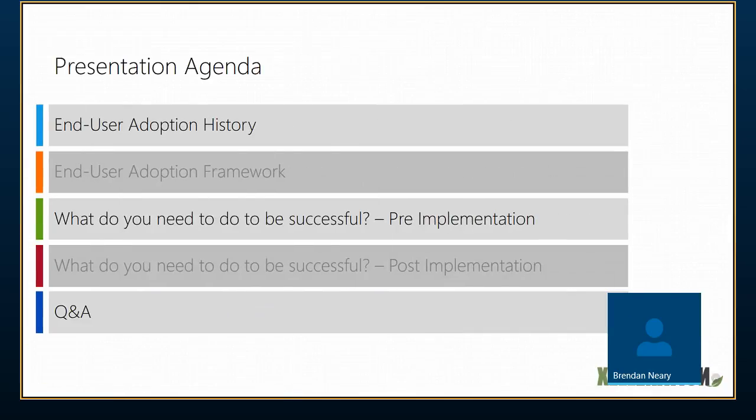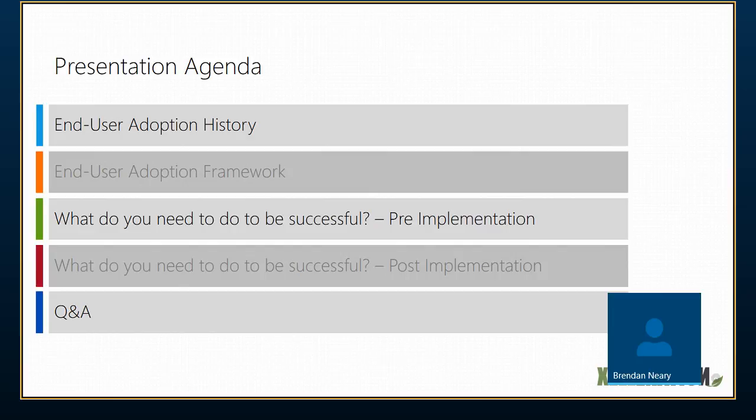So as we move along, let's talk about our agenda today. We're going to go over 4 key areas. The first area we're going to talk about is really the history of end user adoption. And I think it's worth talking about that a little bit because certainly the adoption of Office 365, while that's the focus of today, adopting technology has been a critical component of any technology implementation. So we're going to talk about that briefly.